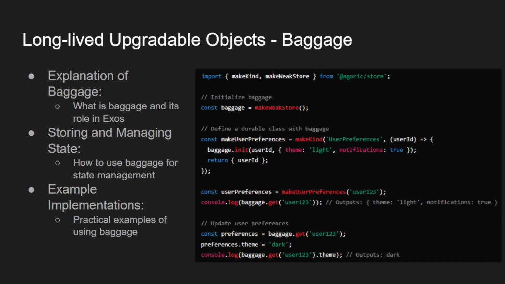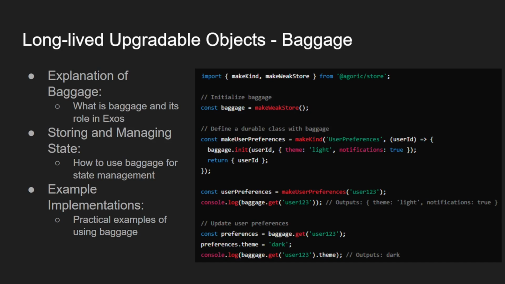With baggage, you can store any kind of data required by your Exo. This includes user information, asset details, or any other state that needs to be preserved. Baggage ensures that this state is maintained even if you upgrade the logic of your Exo.